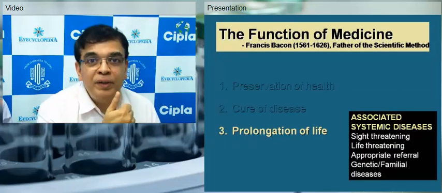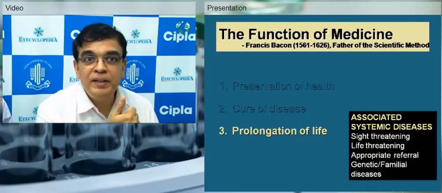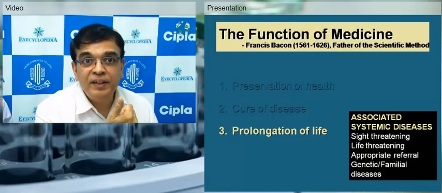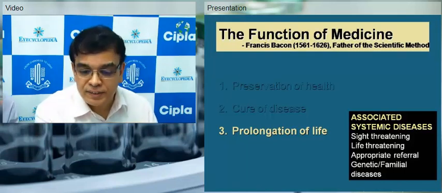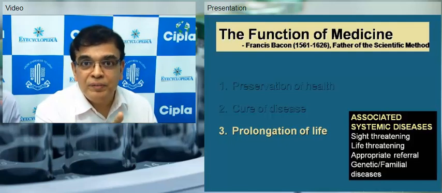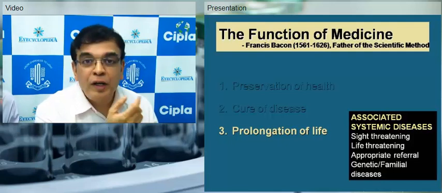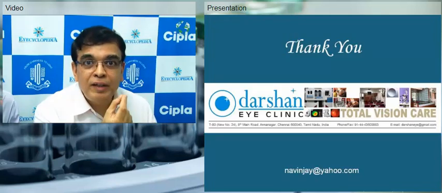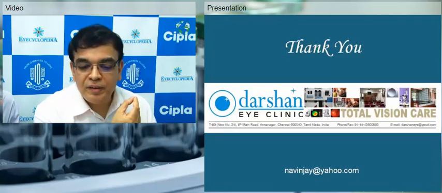And importantly, many causes of optic atrophy are due to systemic diseases which not only may be sight-threatening, such as giant cell arthritis, but may also be life-threatening, as in giant cell arthritis. Diabetes, you all know what a threat that is as well. So appropriate referral to your fellow colleagues in medicine is important. And do consider examining the family in case you are dealing with genetic or familial diseases.